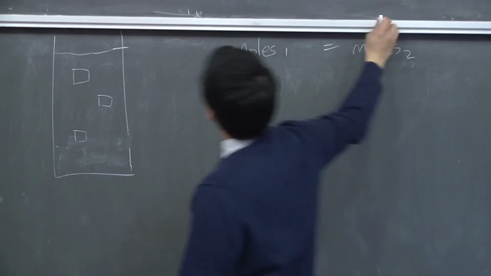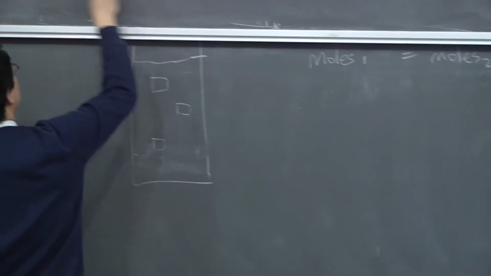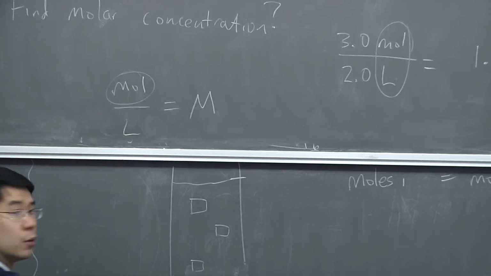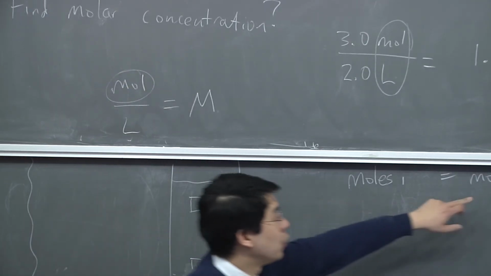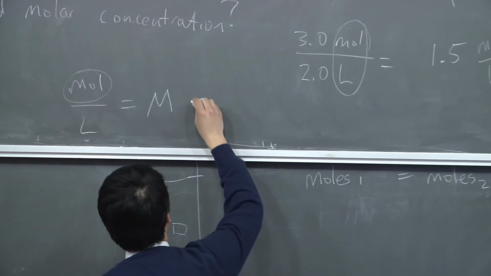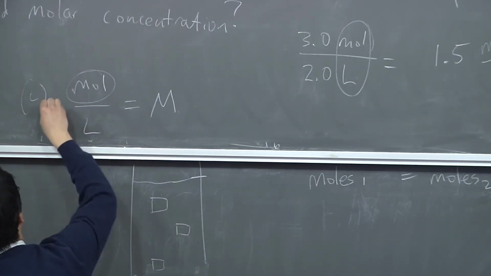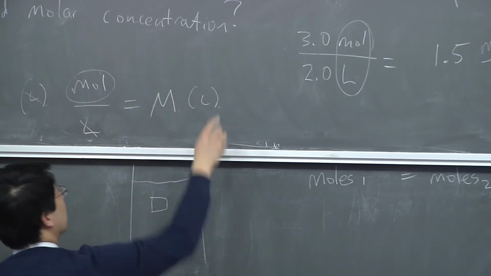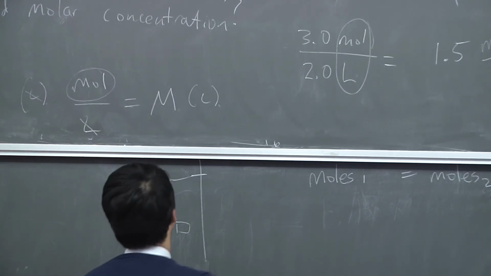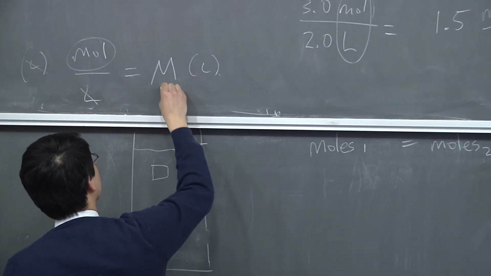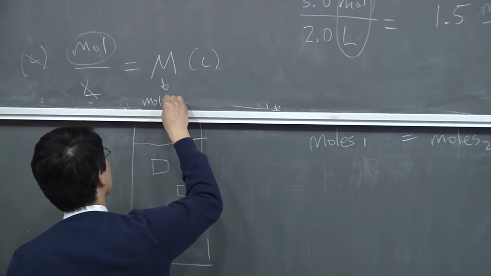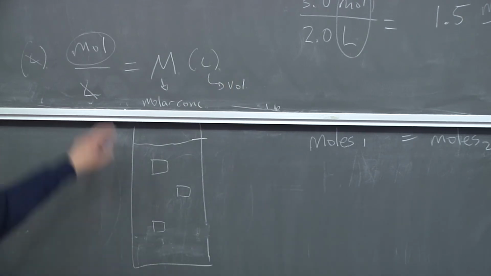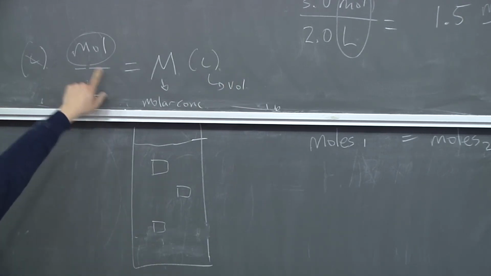Let's go back here. If I have moles divided by liter equals molar concentration, I can solve for moles. If I multiply both sides by L, what happens here? L and L cancel. And here I get moles times liters. So what is molar times liters? So this is molar concentration, and this is volume, equals moles.